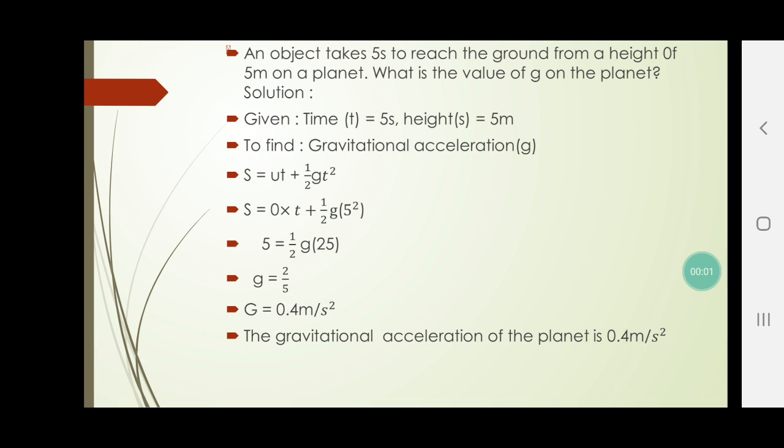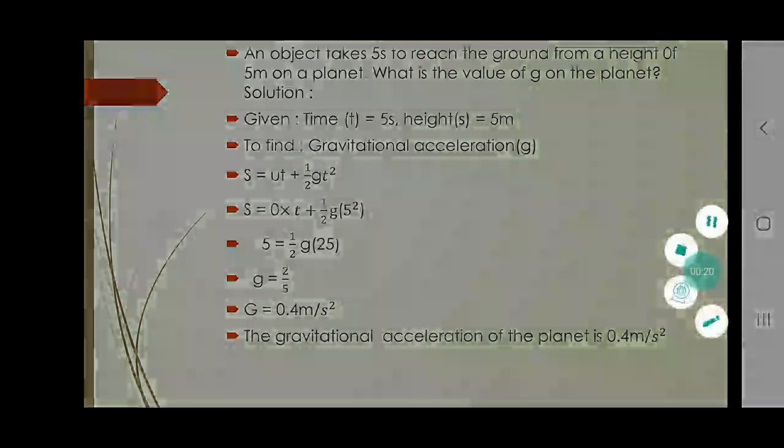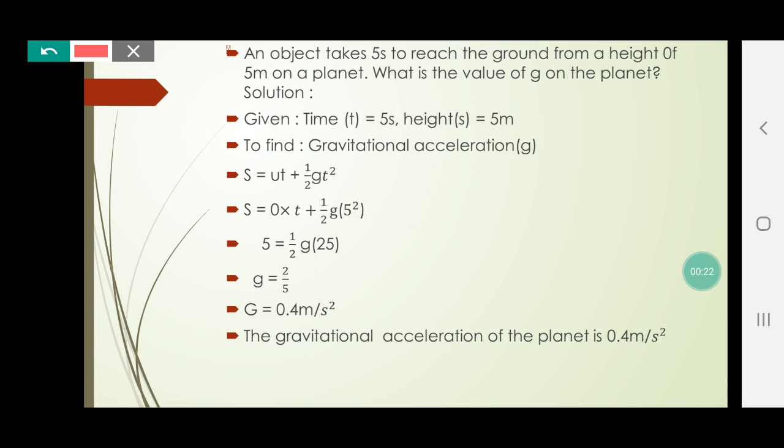The first problem of the exercise. An object takes 5 seconds to reach the ground from a height of 5 meters on a planet. What is the value of g on the planet? So we have to find out the value of g on the planet.